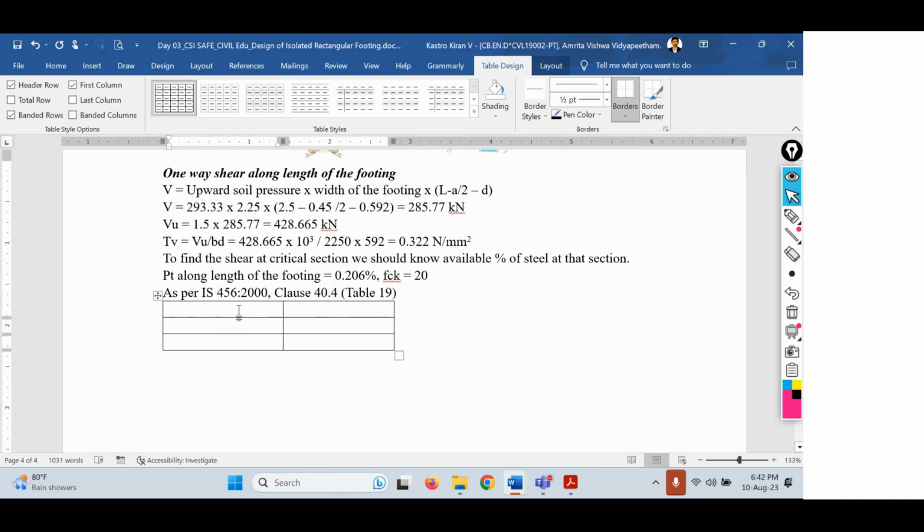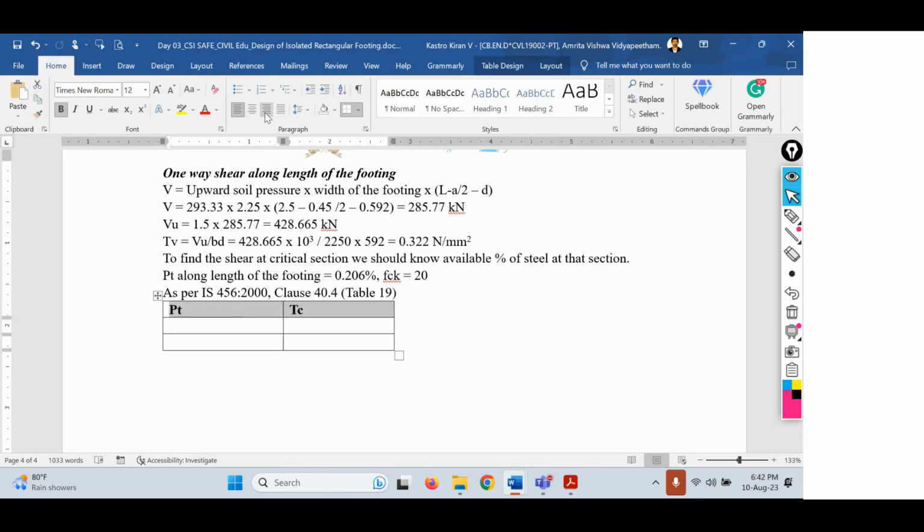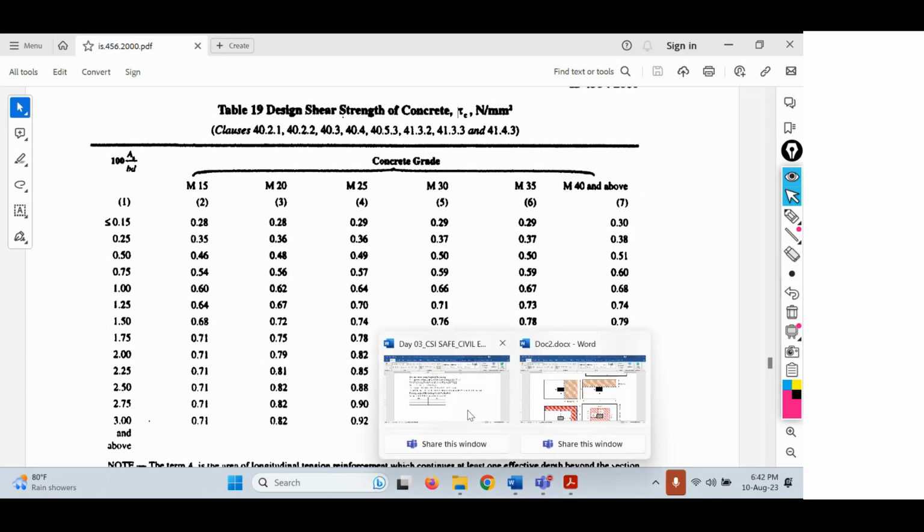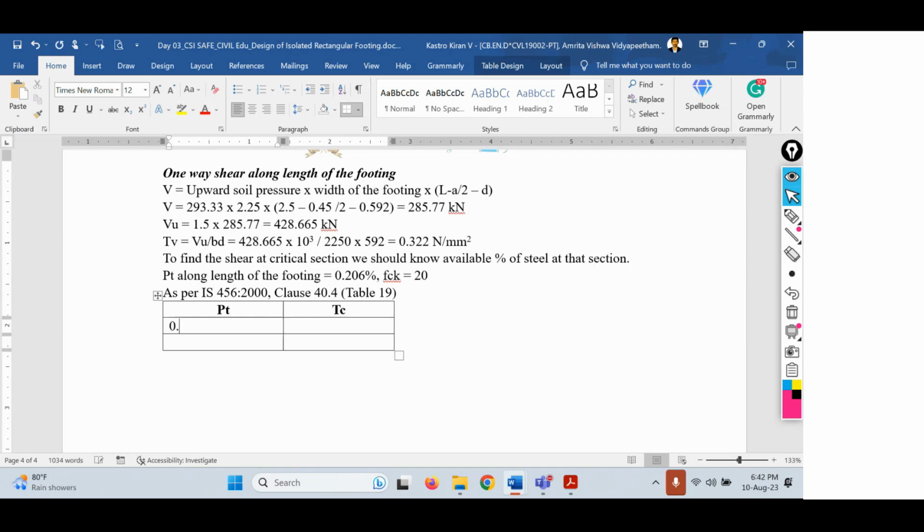So here I'll just make it as PT and this one as tau C, that is shear strength of concrete. Let me keep it in this way. Right. So the PT value that we have is 0.150. I think that is the one. Let me just check that. Yeah. So for 0.15, the tau C value is 0.28. So let me write that. For 0.15, the tau C value is 0.28.